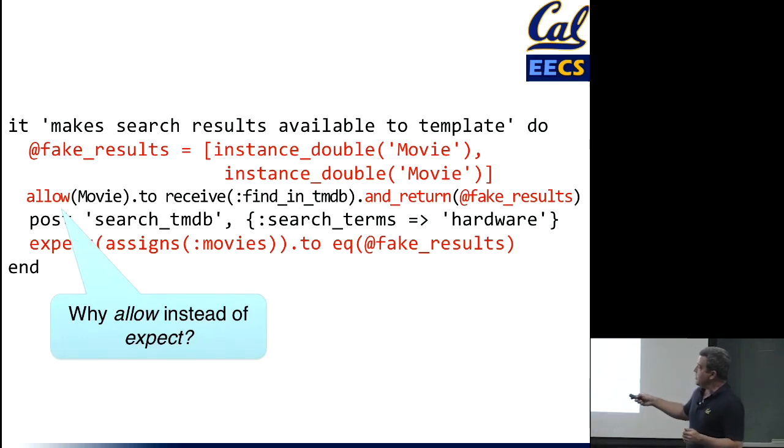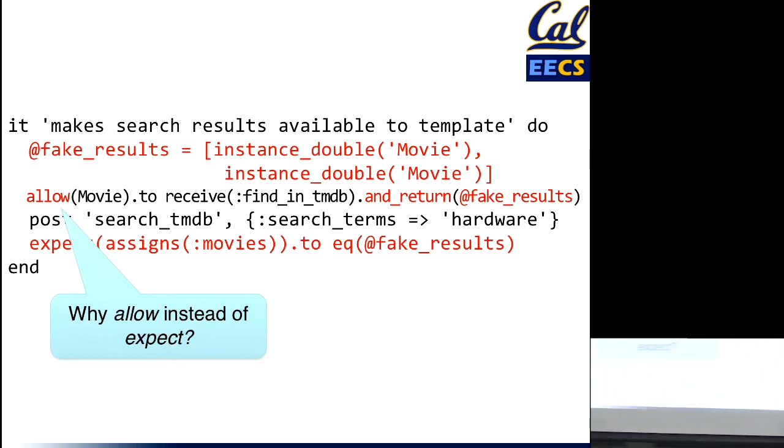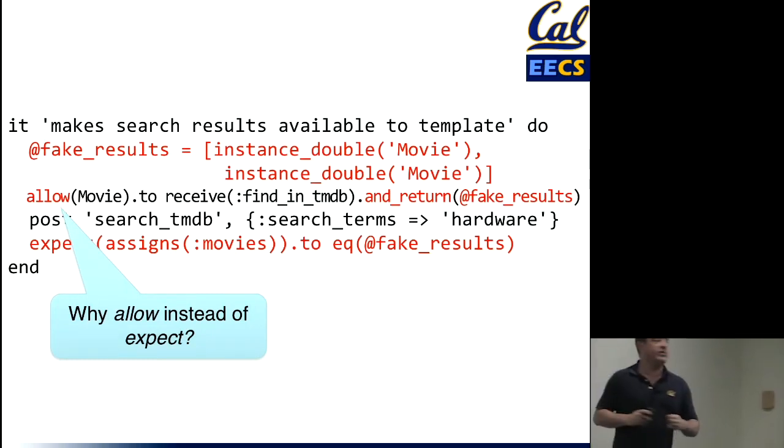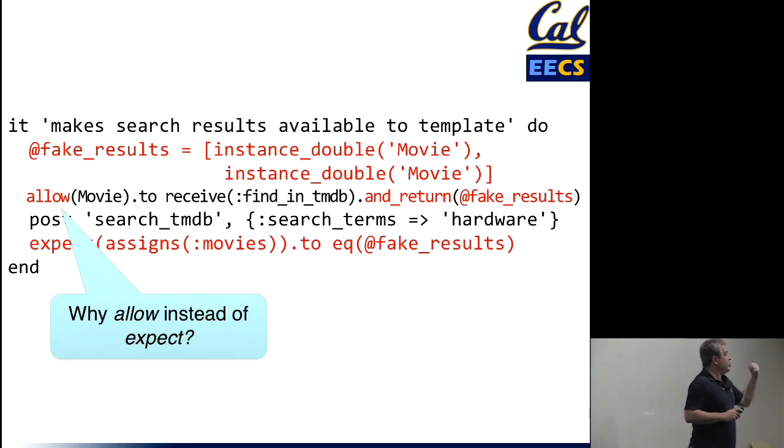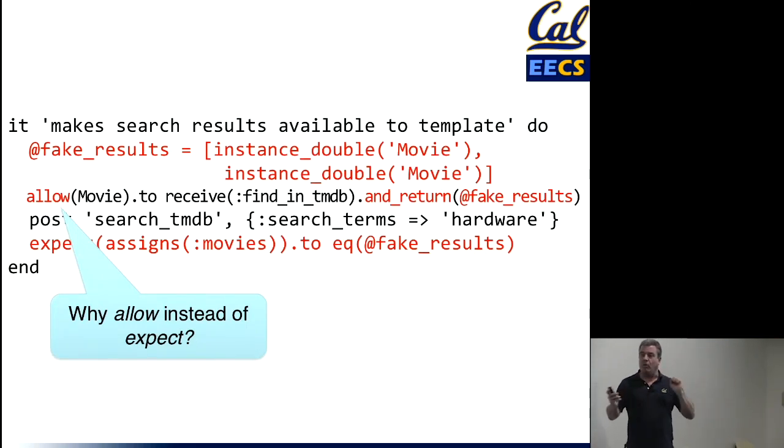How come here, instead of saying expect movie to receive, I'm saying allow movie to receive? A subtle distinction, but an important one. Anybody want to take a guess? What's the difference, just in terms of what the word is saying? And I know you've not seen the syntax, but in terms of expect versus allow, what's the difference between those 2 statements? Expect movie to receive a call, allow movie to receive a call.